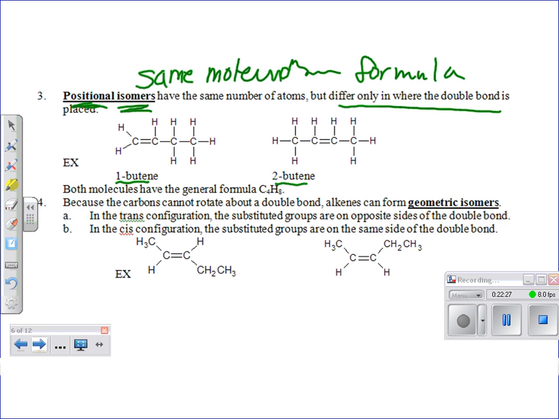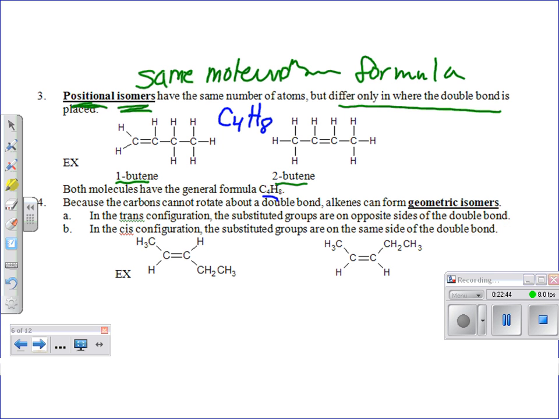If you wanted to say what your molecular formula was, C4, and it should be H8 in this case. So they both have that same molecular formula. Double bonds are in different spots. Oh, and that's what we've got right here.